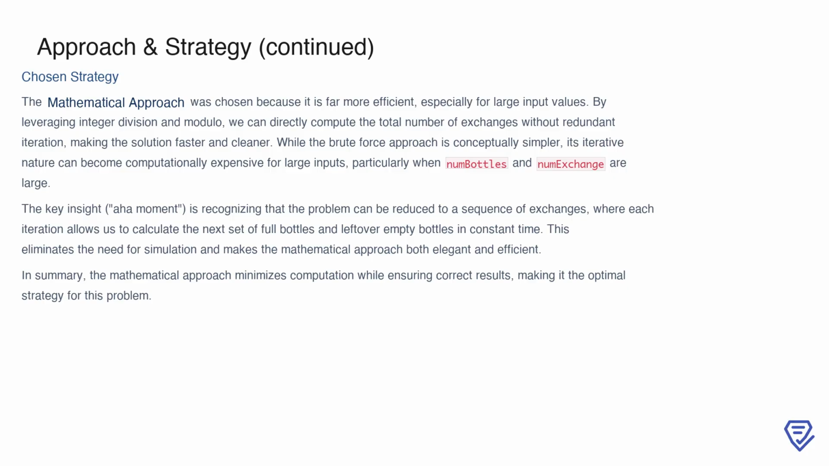Although the brute force approach is easier to conceptualize, its iterative nature can lead to inefficiencies when the input values for number bottles and number exchange are large. The key insight that makes the mathematical approach so effective is recognizing that the problem boils down to a sequence of exchanges. By calculating the next set of full bottles and leftover empty bottles in constant time for each iteration, we avoid redundant computations entirely. This makes the mathematical approach not only elegant but also the optimal strategy for solving the problem, as it minimizes computation while still guaranteeing correct results.